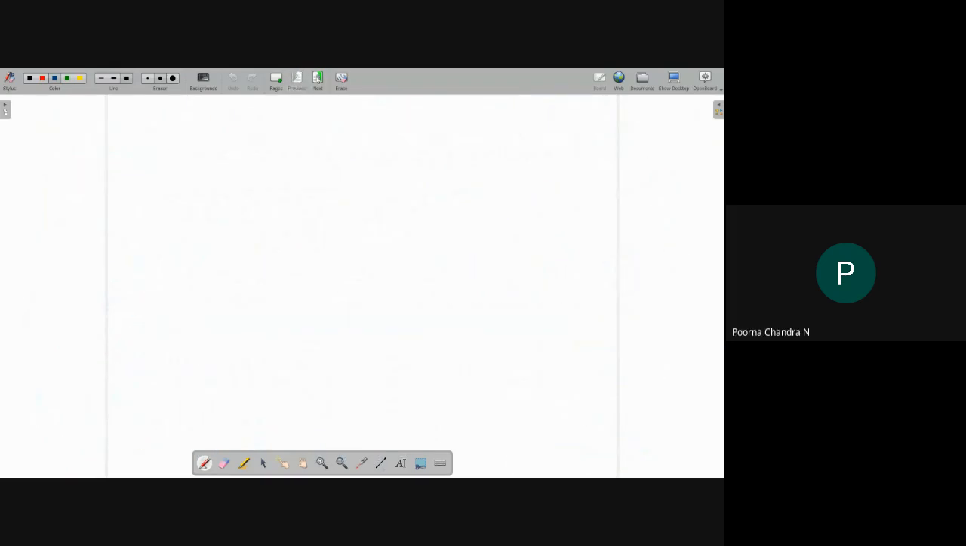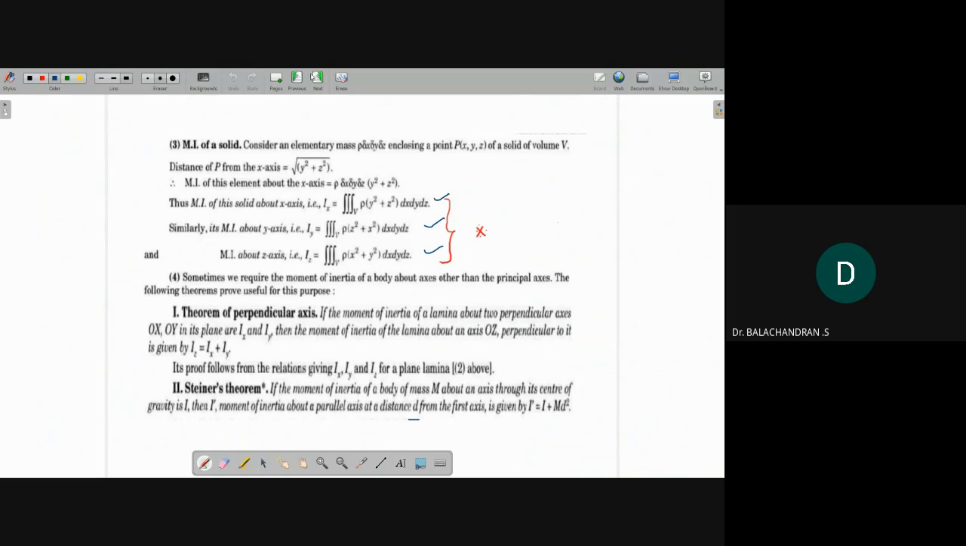So solid means an ellipse like that, sir? Not ellipse, ellipsoid. So it is a three-dimensional figure, three-dimensional objects. For two-dimensional objects, you only need to use a double integral.